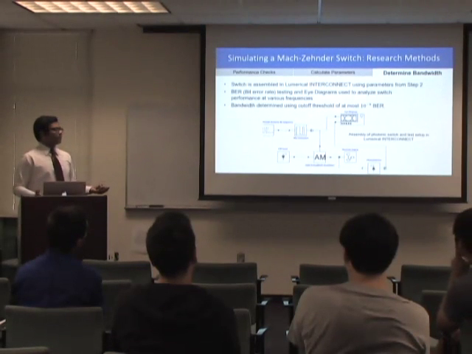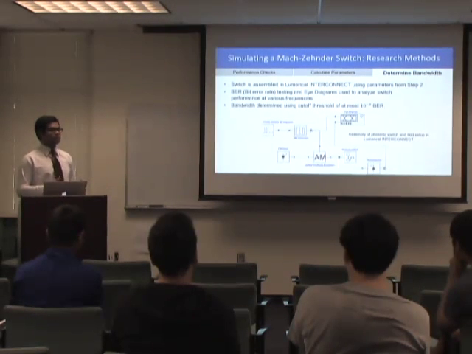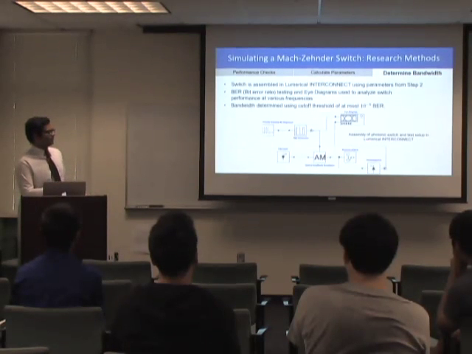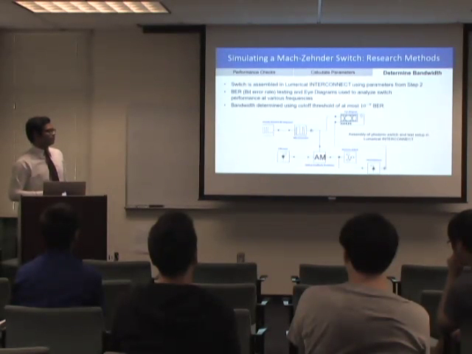So the final step is to actually determine the bandwidth by using the parameters that I gained in the earlier step, and then setting up a model of the switch in numerical interconnect. And this is my model. Well, this is the photonic switch, and then this entire thing is the test setup.